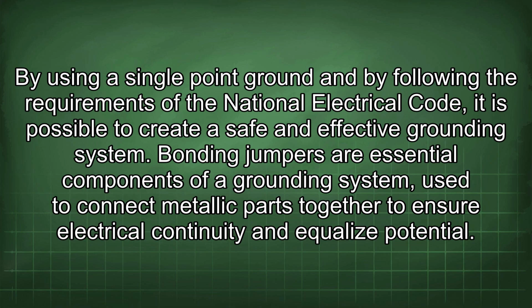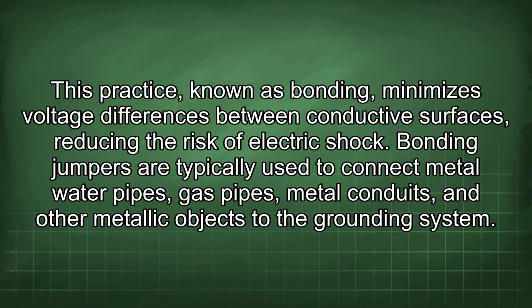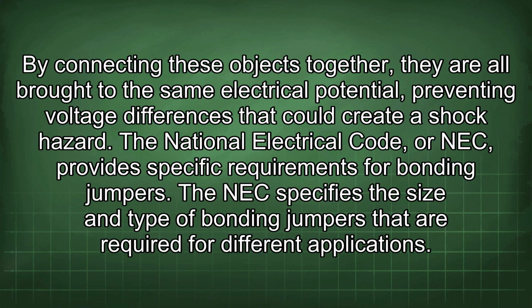Bonding jumpers are essential components of a grounding system, used to connect metallic parts together to ensure electrical continuity and equalize potential. This practice, known as bonding, minimizes voltage differences between conductive surfaces, reducing the risk of electric shock. Bonding jumpers are typically used to connect metal water pipes, gas pipes, metal conduits, and other metallic objects to the grounding system. By connecting these objects together, they are all brought to the same electrical potential, preventing voltage differences that could create a shock hazard.